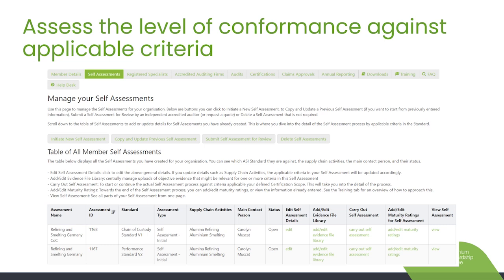In the self-assessment stage, the member is expected to self-assess their level of conformance with each of the applicable criteria and pull together objective evidence to demonstrate their level of conformance to their auditors. This is done in Elementor through the tab Carry Out Self-Assessment.